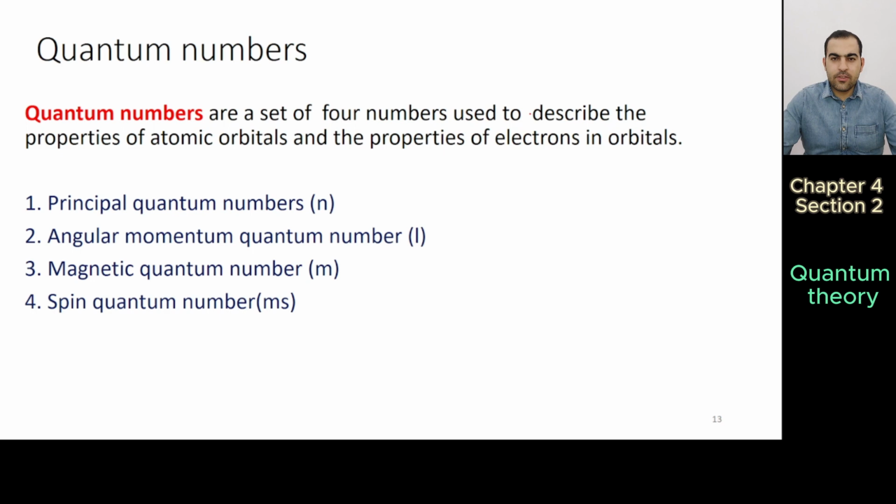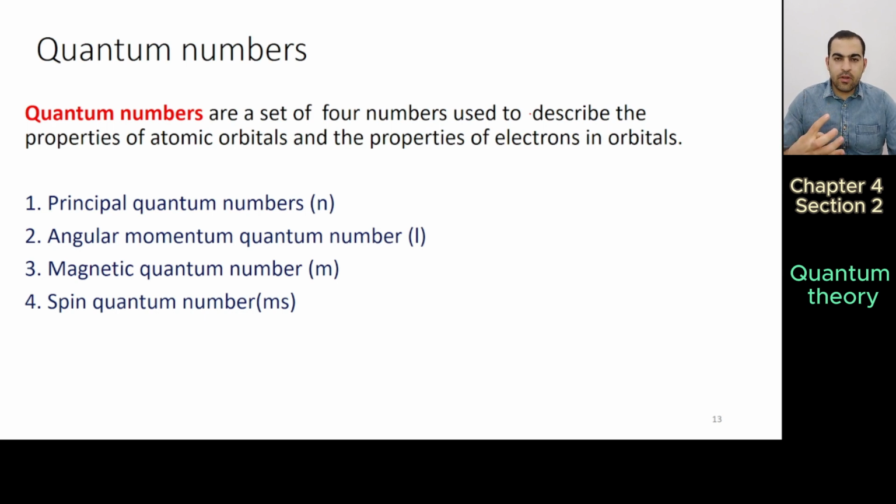Let's talk about quantum numbers. I explained this before so that understanding quantum numbers will be easier for you. Okay, what are quantum numbers? They are a set of four numbers used to describe the properties of atomic orbitals and the properties of electrons in orbitals. There are 4 numbers. We call them quantum numbers.